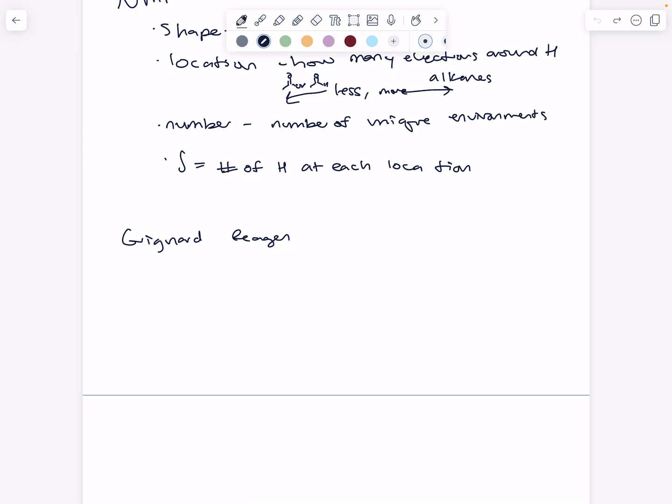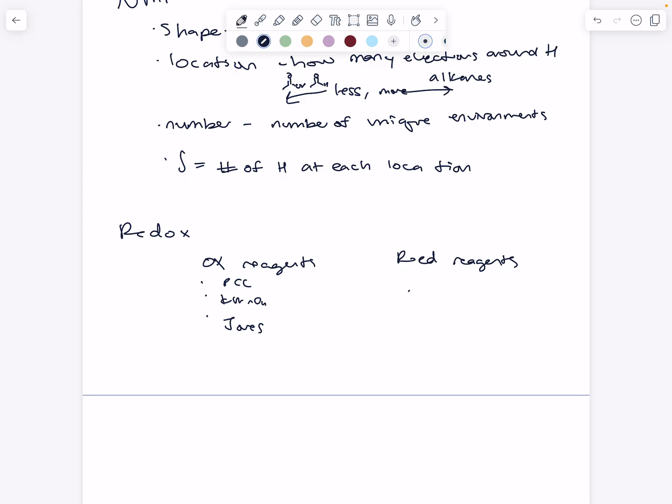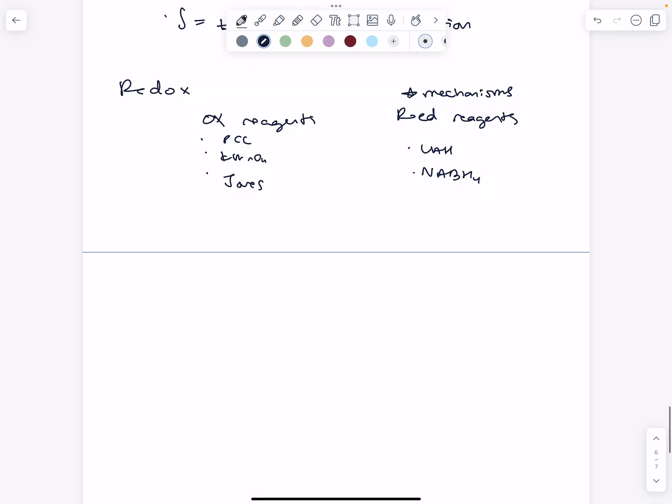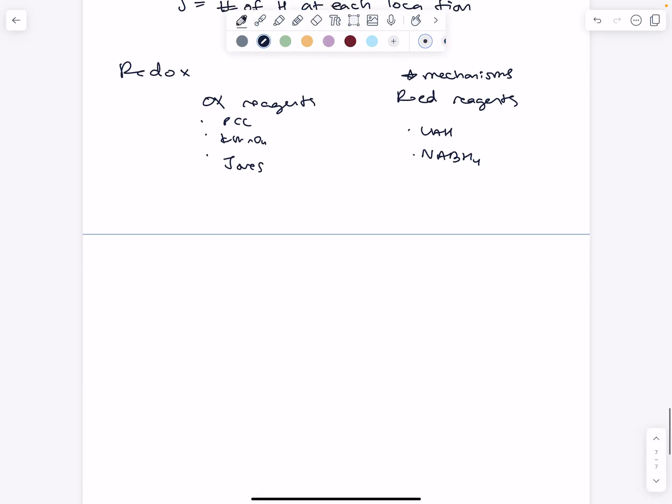I guess the next thing we actually did was redox. So for redox, we learned 3 different oxidation reagents: PCC, I already did a little overview of these, KMnO4 and Jones. And then reduction reagents. We learned LAH and NaBH4. I already did a little overview of those as well. You need to know the mechanisms for these.